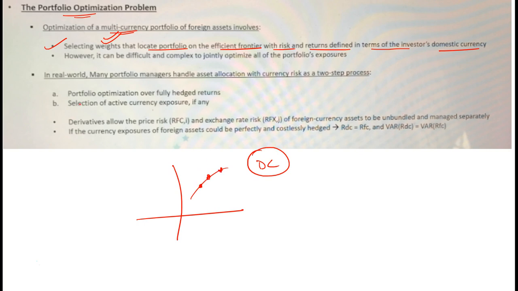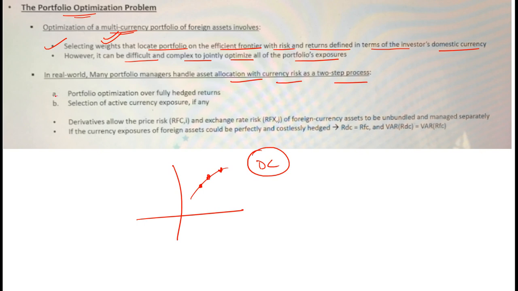However, it can be difficult and complex to jointly optimize all of the exposures. So portfolio may have different exposures, and it will be difficult to optimize all the exposures. So in real world, many portfolio managers handle asset allocation with currency risk as a two-step process.